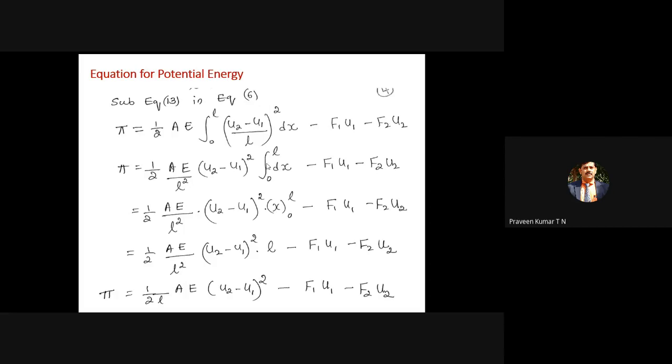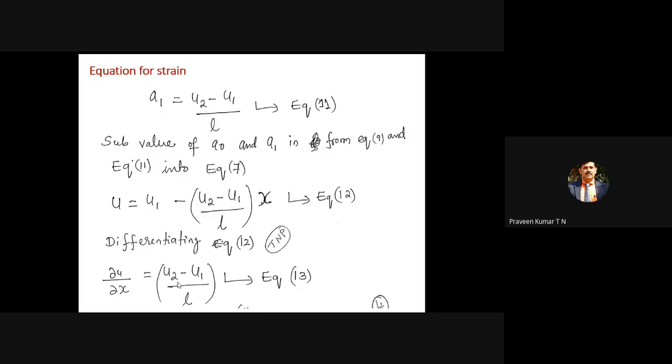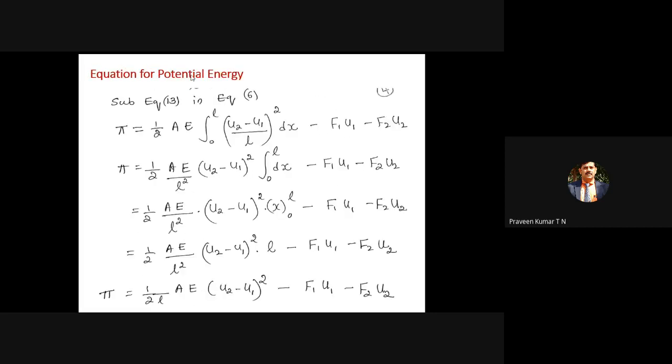That same del U by del X is substituted in the integral equation. We have U2 minus U1 by L. That is nothing but del U by del X. You can see here. So del U by del X is U2 minus U1 divided by L, and there is a whole square. So now this equation remains the same. Finally, we have pi. This is the total energy in the system, or total potential energy.